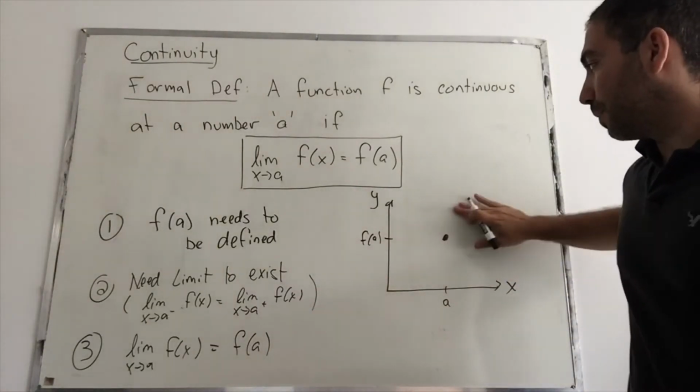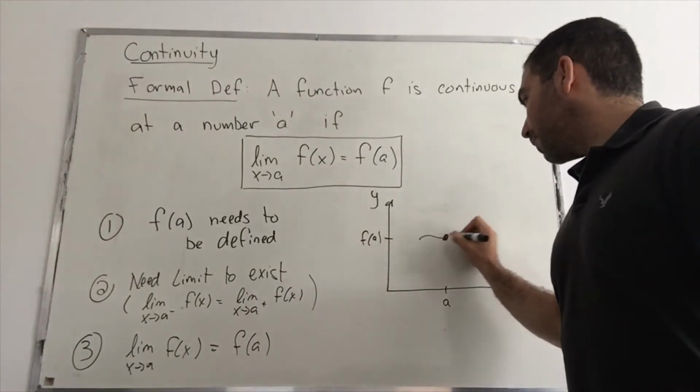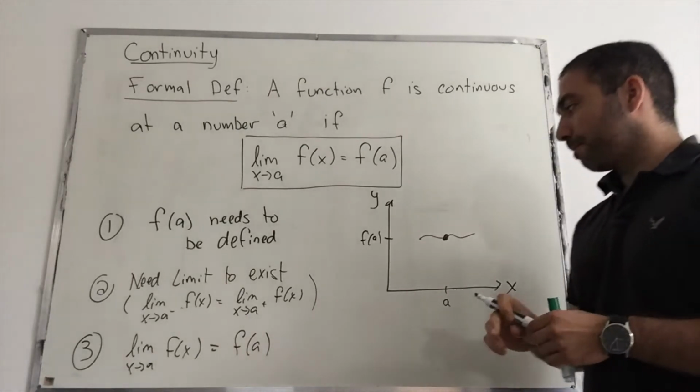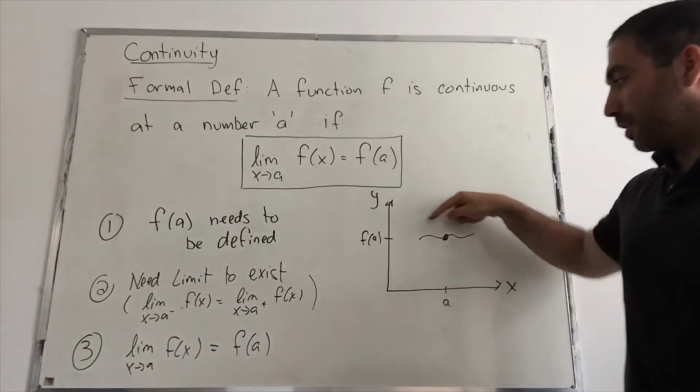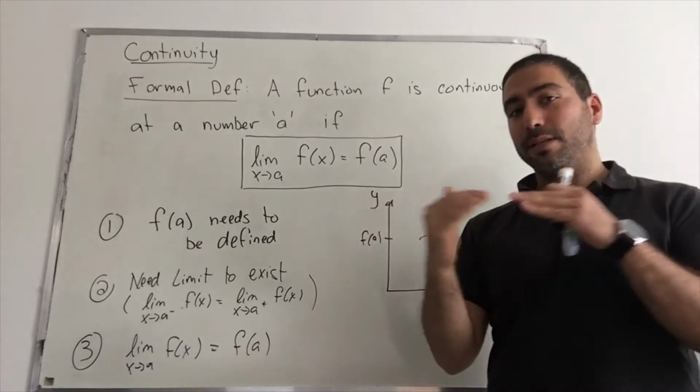So this wouldn't be up here. The function would look something like this. Okay. So at this point here, the function is continuous because the left side of the limit, the right side of the limit, they meet. That's condition 2.